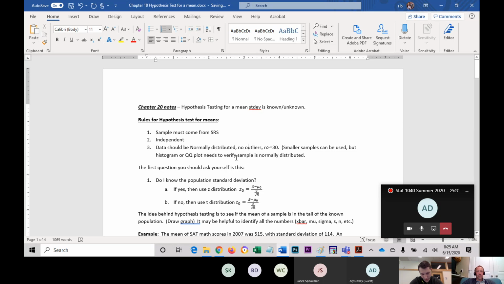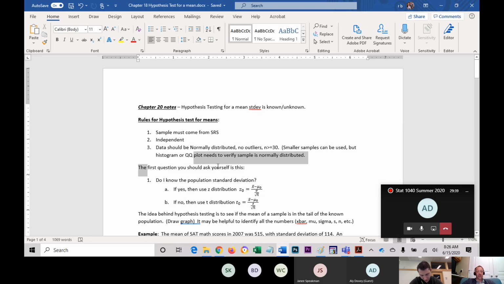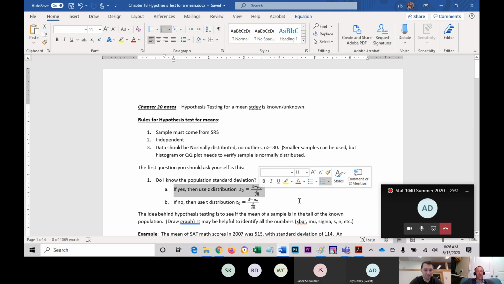Now, the first question, well, I don't know if this is the first question, but when you're trying to decide which hypothesis test to use, this is what that should say. The question you're going to ask yourself is, do I know the population standard deviation? If the answer is yes, then you're going to use a z-score. If the answer is no, then we're going to use a t-score.